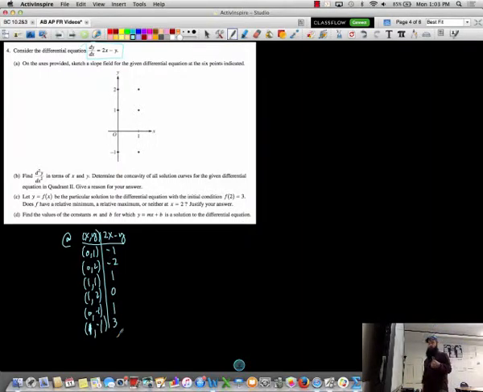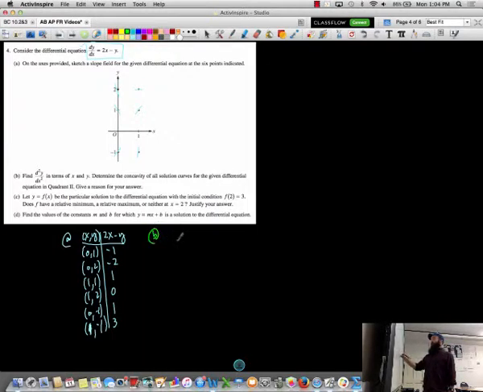So I'm going to take these slopes and plot them at the indicated points. So (0, negative 1), that would be 1. At (1, negative 1), that's 3, so it's steeper by a good bit. (1, 2) is 0. (1, 1) is 1, a 45-degree angle. (0, 2) is negative 2. And (0, 1) is negative 1. And that's part A.